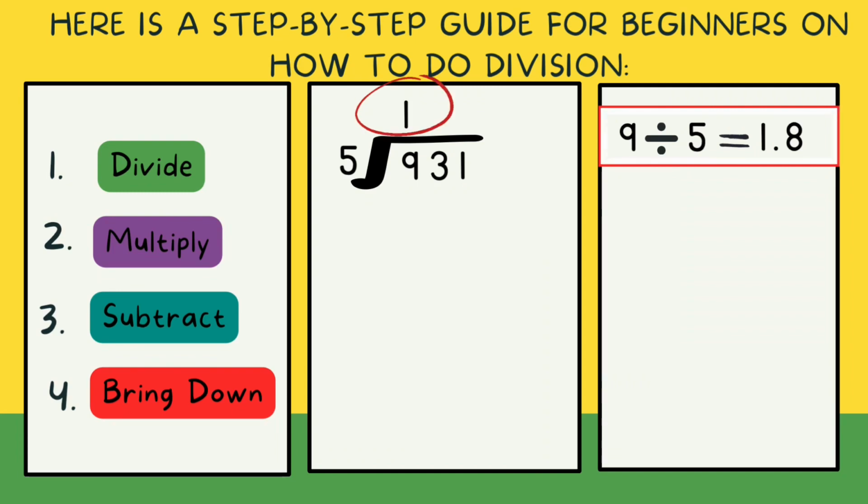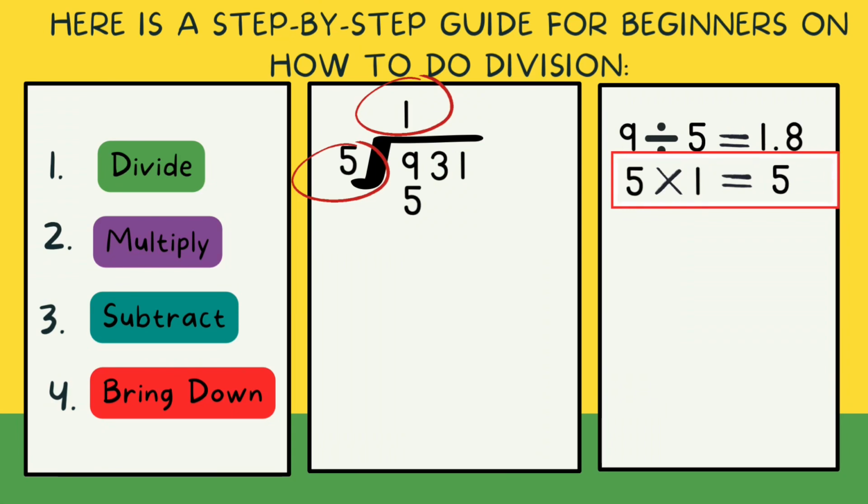Write the quotient above the line, and multiply the quotient by the divisor. Write the product below the line, and subtract it from the original number. Bring down the next digit from the dividend to continue the process. Repeat the process. Continue dividing, multiplying, and subtracting until you have gone through all the digits of the dividend.